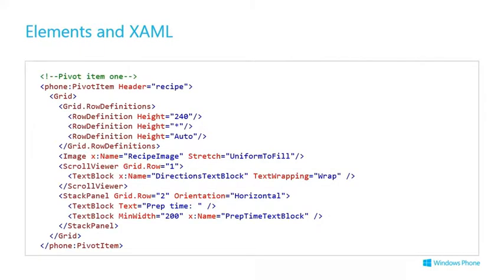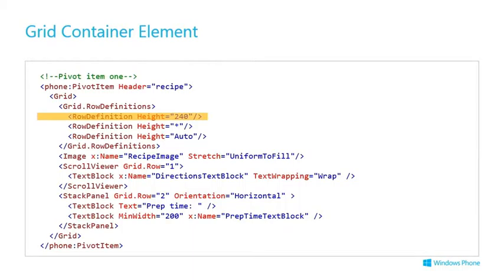Here's the elements and the XAML. So here we go. This is the pivot item 1. Now we're going to look at one page, which has inside our pivot item a grid, which has a number of rows on it. We've got an image, and then we've got a scroll viewer, which is a way you can have some content that scrolls up and down within a bounded area, and then something called a stack panel. All these are layout controls that define what it looks like.